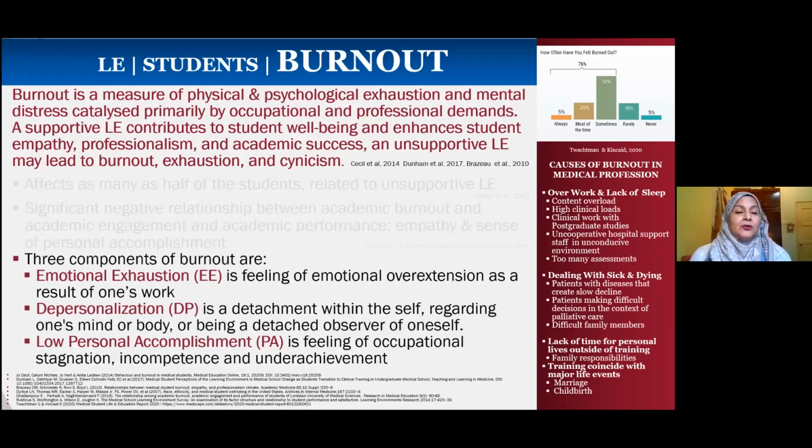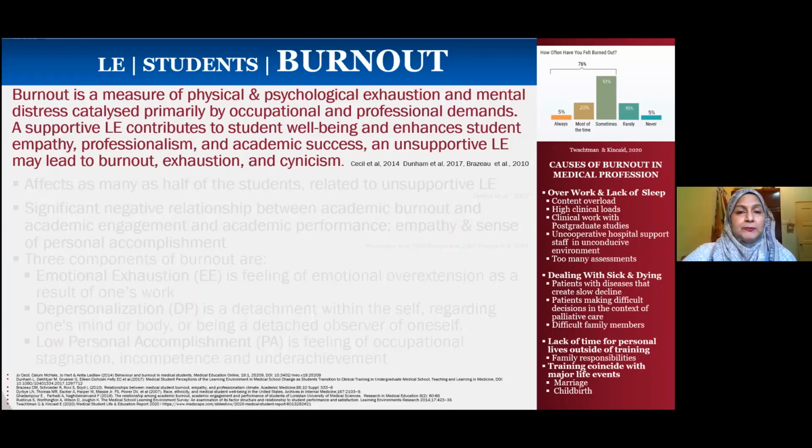The three components of burnout are emotional exhaustion, the feeling of emotional overexhaustion as a result of one's work; depersonalization, when the person is no longer thinking about what is happening to him or her, and is just staring as a bystander and doesn't know what to do; and low personal accomplishment, the feeling of occupational stagnation, incompetence, and underachievement for the students.